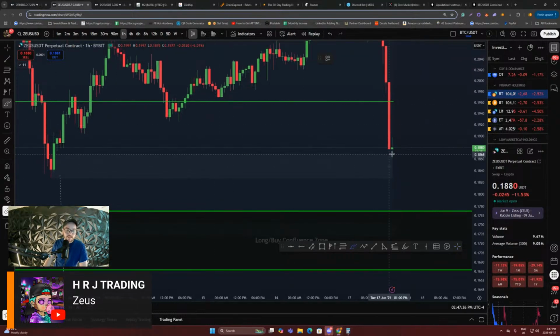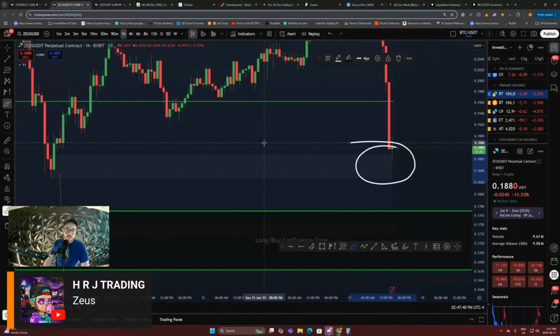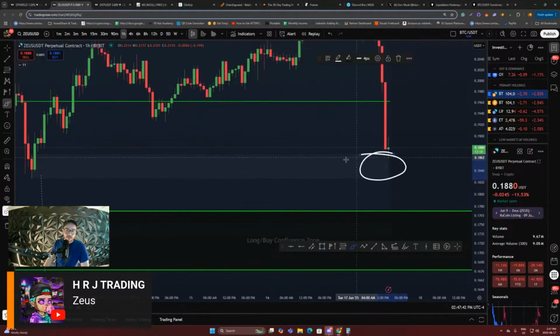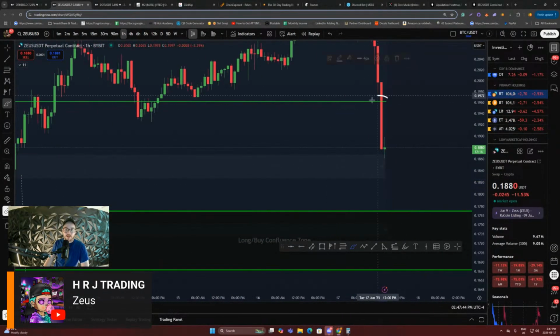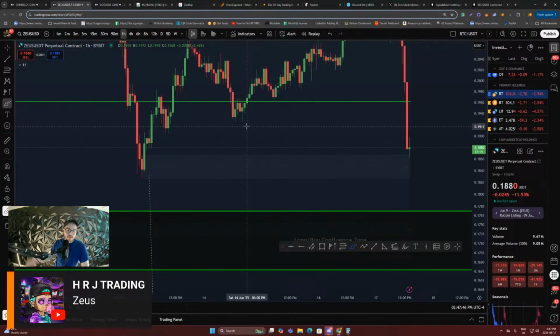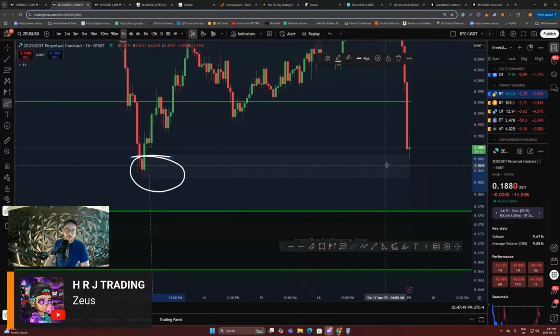And so if you get an opposing change of character in confluence with that, or maybe you're using Fibonacci, you can use Fibonacci stacking on top of order blocks or valley areas, just another layer of confluence to help prepare you for a reversal.